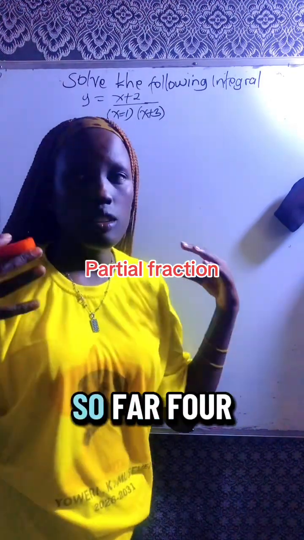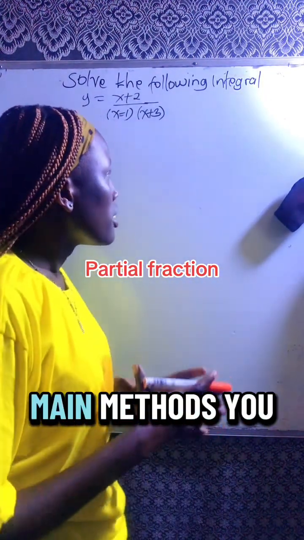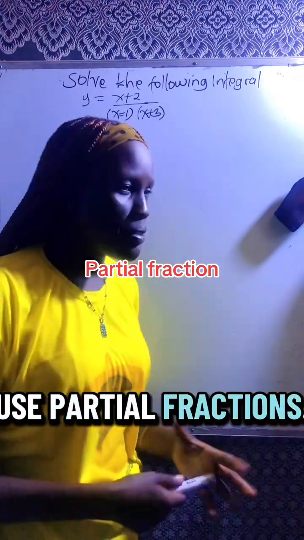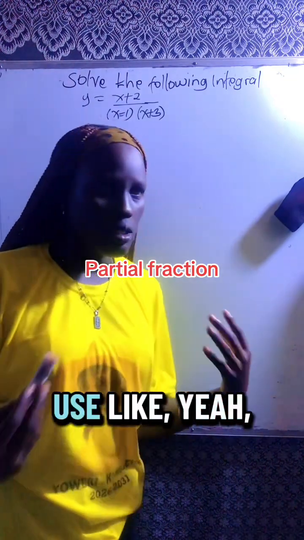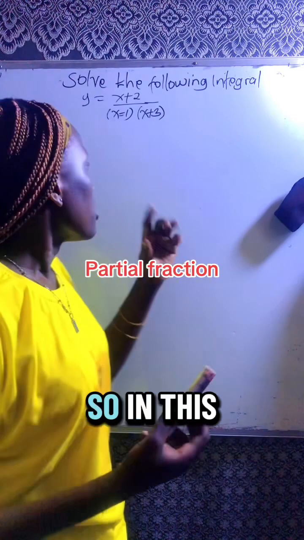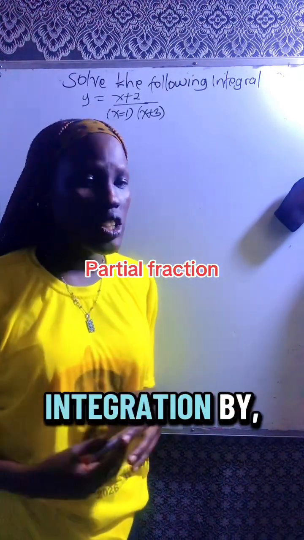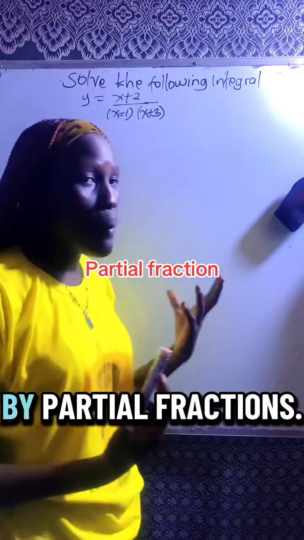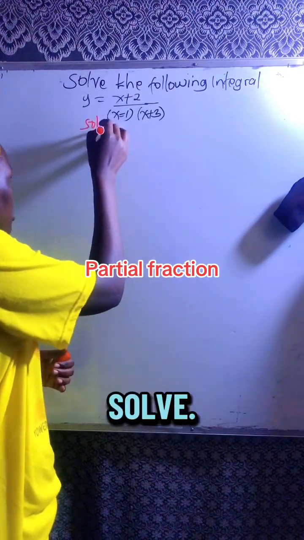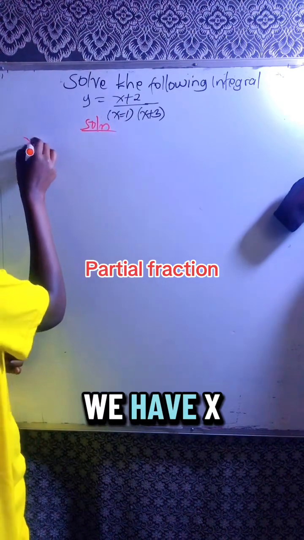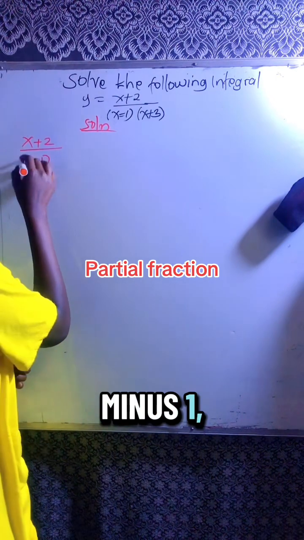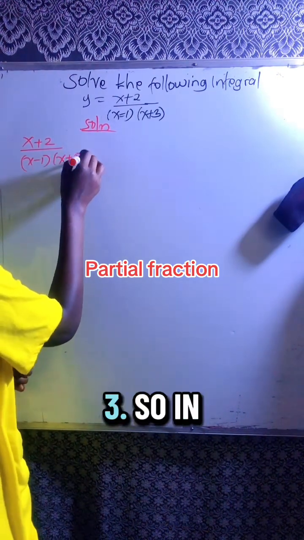We have, so far, 4 main methods we can use. We can use substitution, we can use partial fractions, we can use other methods depending on what is given. So in this case we are going to use integration by partial fractions. So let's see how we can solve. We have (x + 2) out of (x - 1)(x + 3).